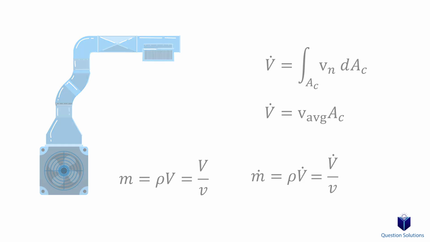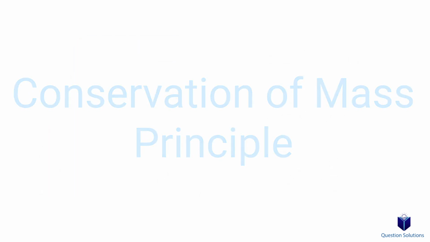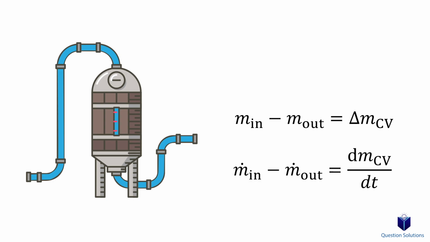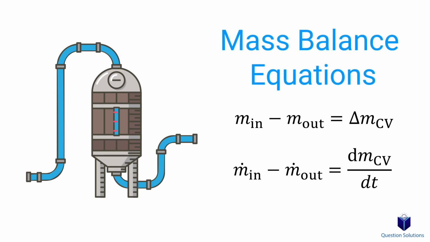When we have a control volume, so an area where mass enters and leaves, then we can say the net change of mass is equal to the mass entering the area minus the mass leaving the area. We can express it like this. In rate form, we can write it like this. These equations are usually called mass balance equations.